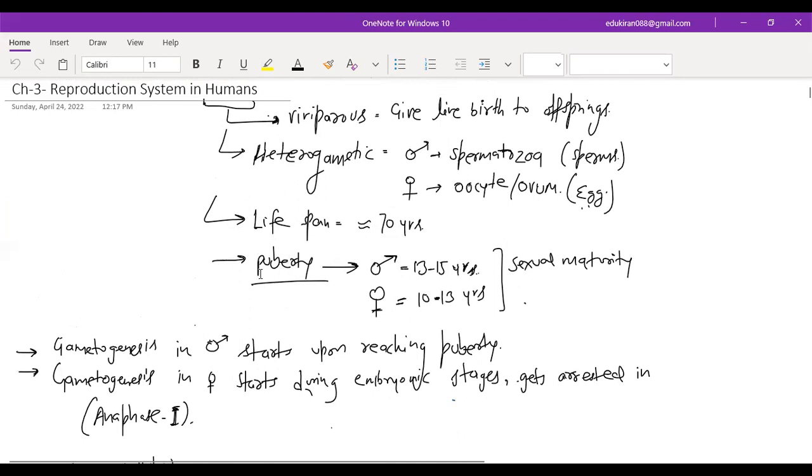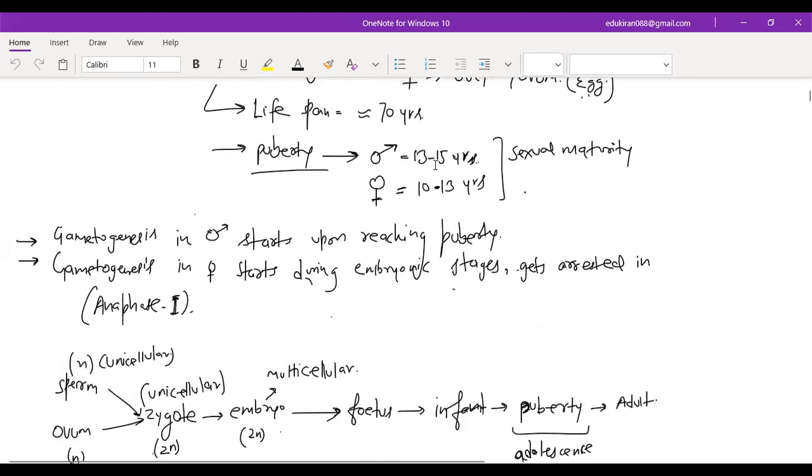So in humans, there is a concept of reaching puberty, which is called sexual maturity. Males reach sexual maturity at the age of 13 to 15, whereas females reach sexual maturity at around 11 to 13. So clearly it is a couple of years earlier than males. Females reach puberty earlier.